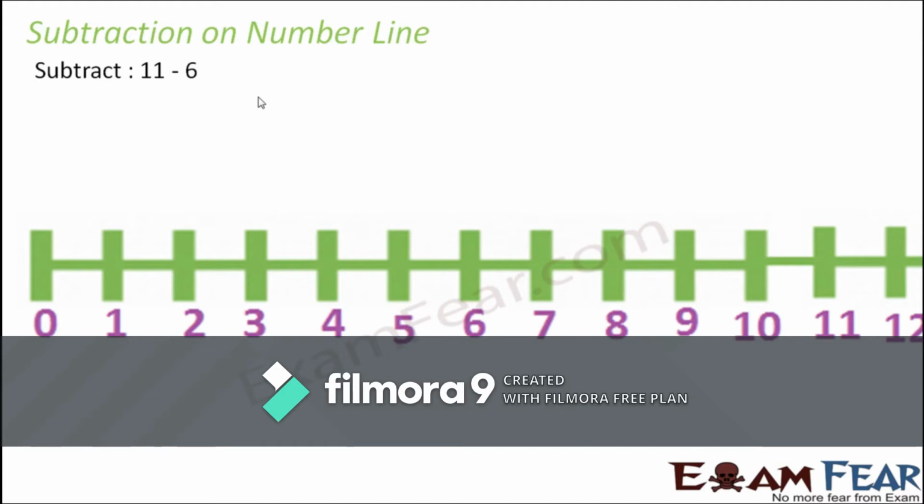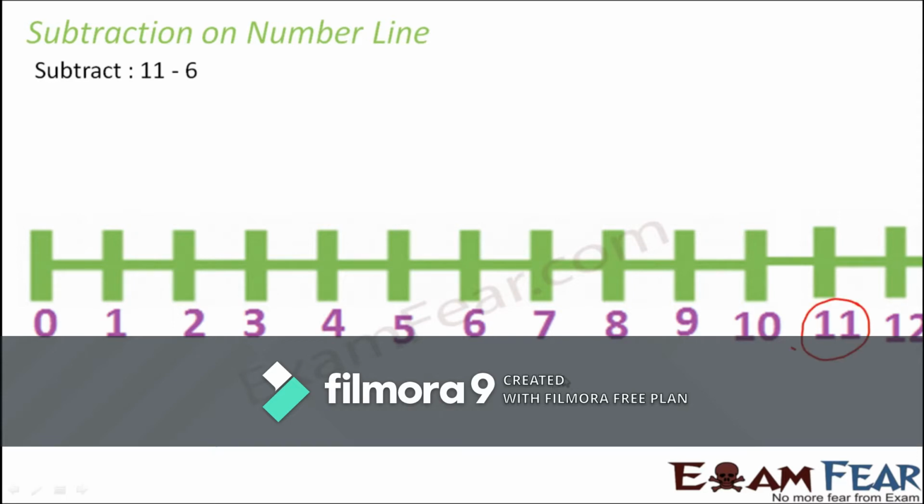Let's look at subtraction on a number line. Let's say that you want to subtract 6 from 11. So it is 11 from which you want to subtract 6. The first thing we need to do is locate 11. Where is 11? So this is 11.